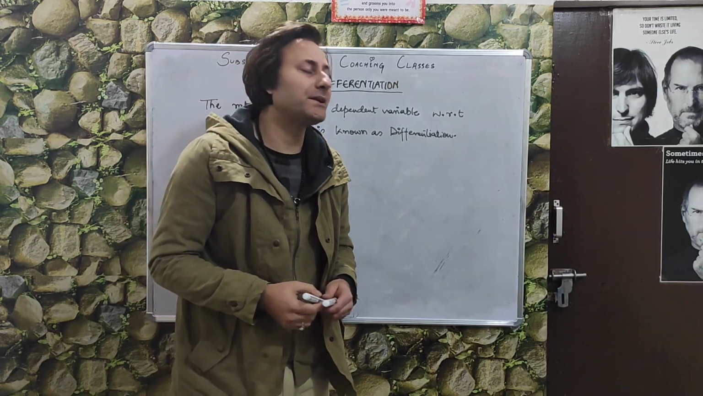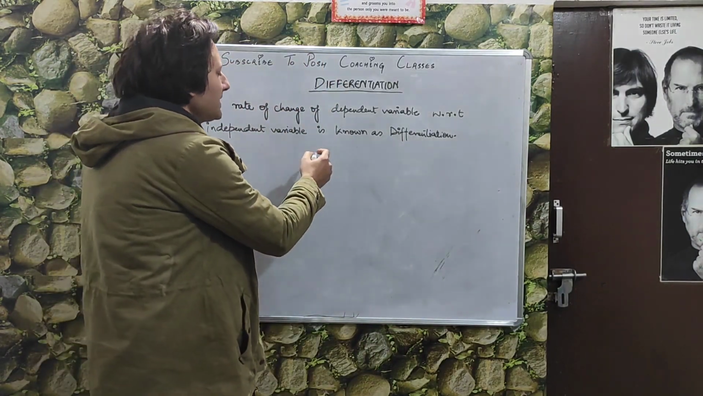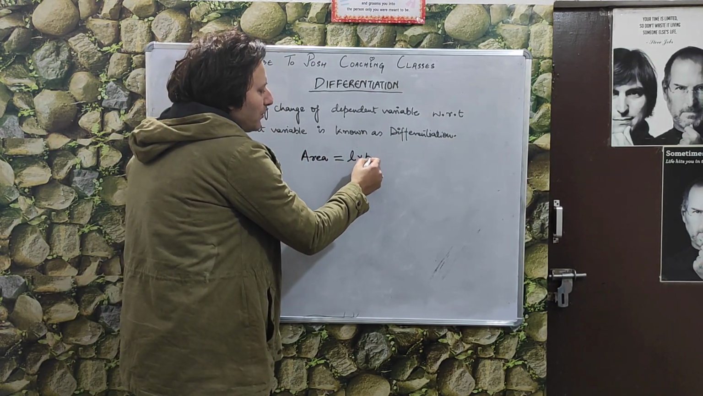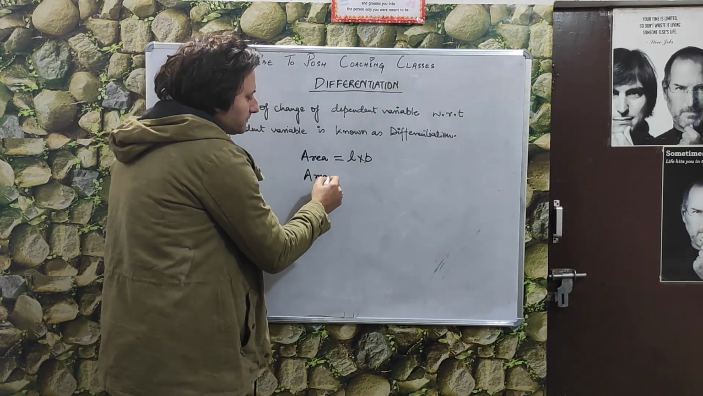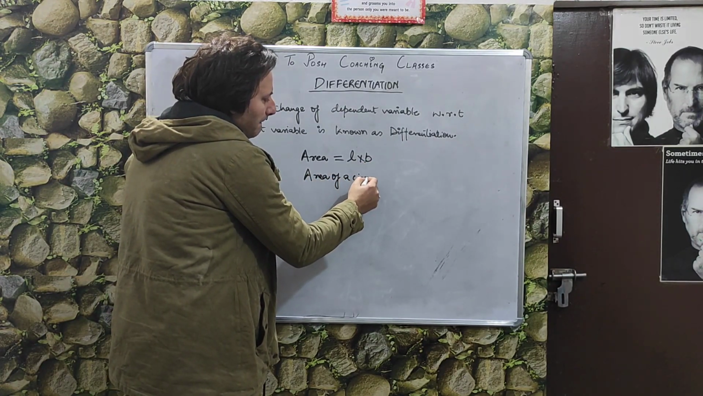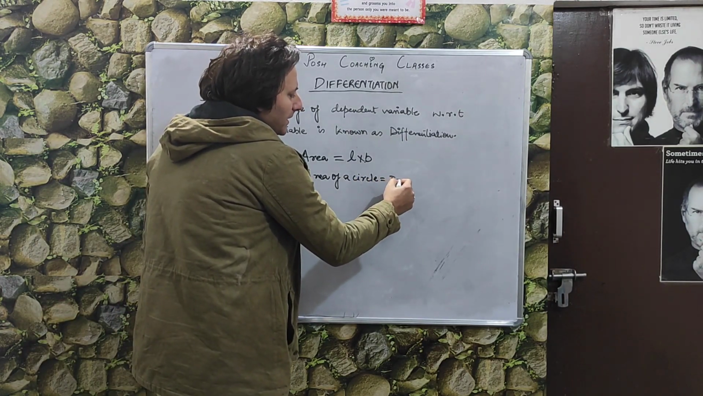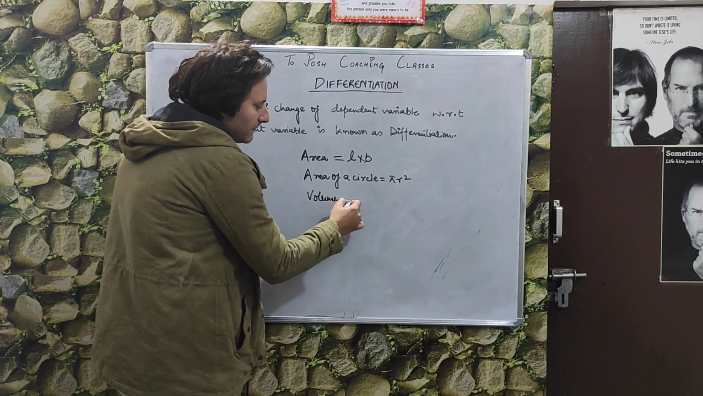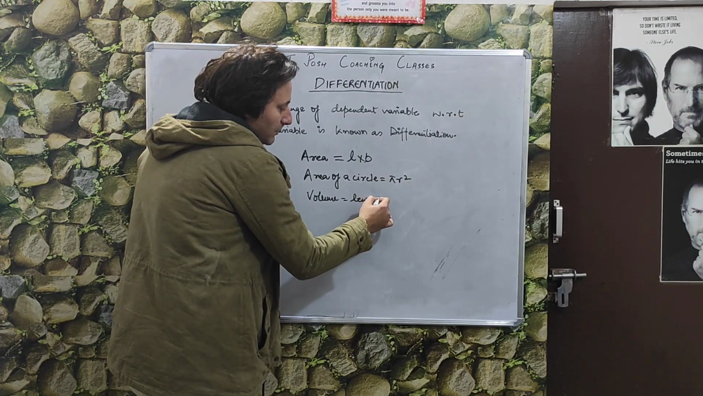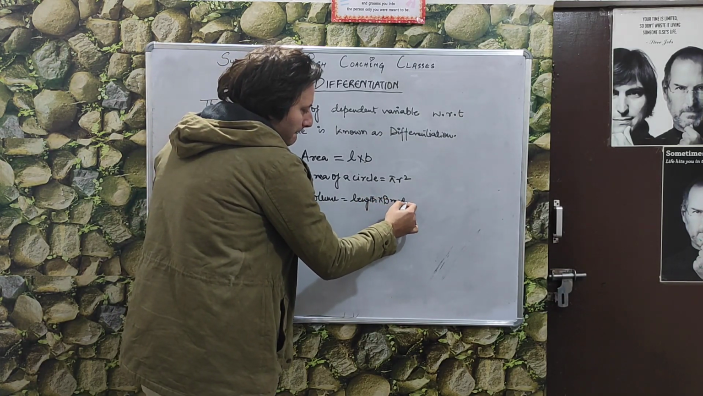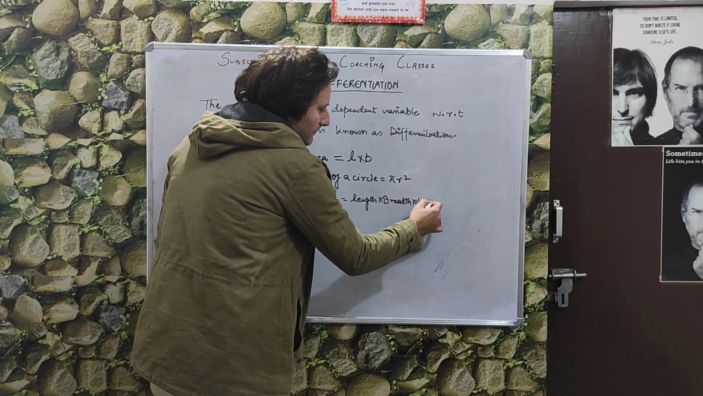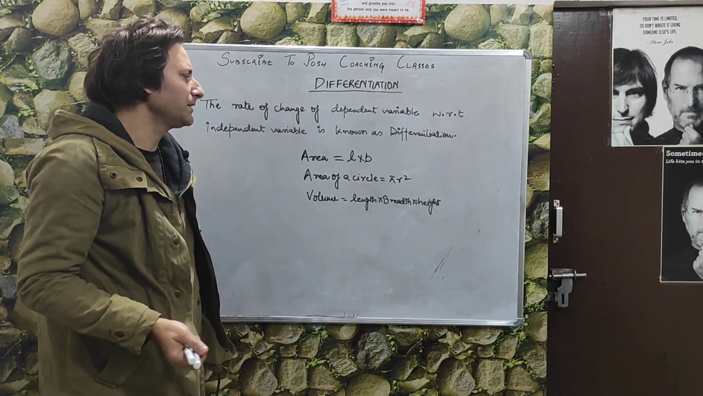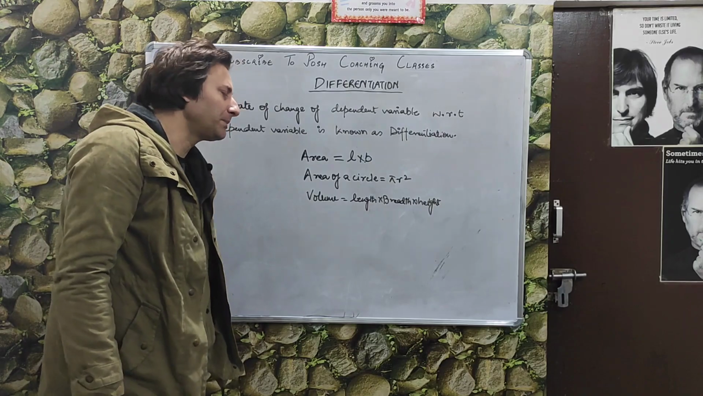Now if we talk mathematically, for example, area is length into breadth, or the area of a circle is pi r squared, or volume is length into breadth into height. There are many more examples, but these are enough to make you understand what exactly dependent and independent are.